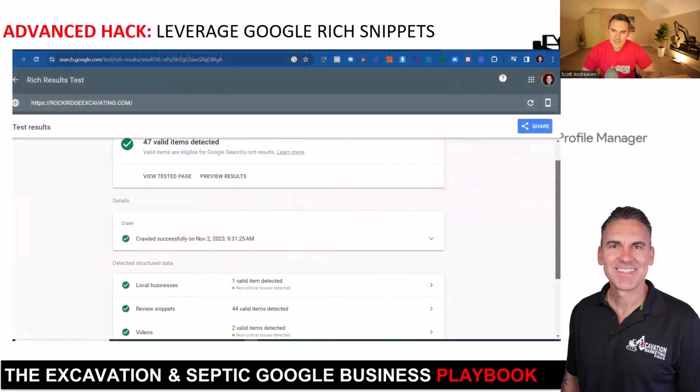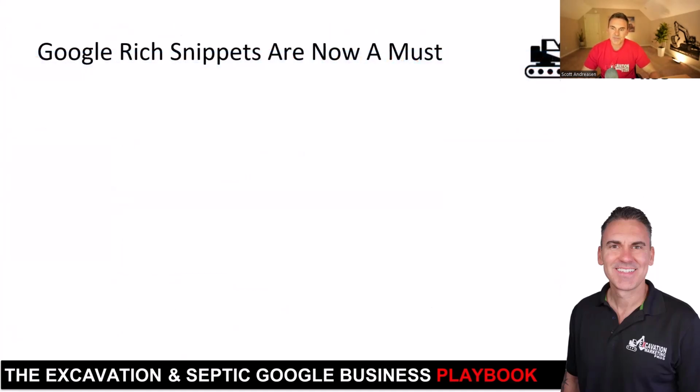Now, here is an example of Google Rich Snippets. This example shows 47 valid items on a client of ours. And basically, this is just hard-coded into your business's website what you do, where you serve, and other information. You can put it all in there. And this way, you don't have to rely specifically on Google reading through content to know what you do.